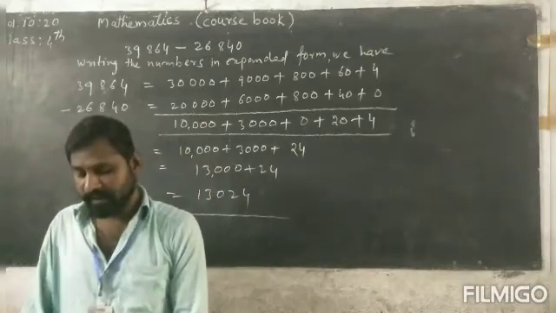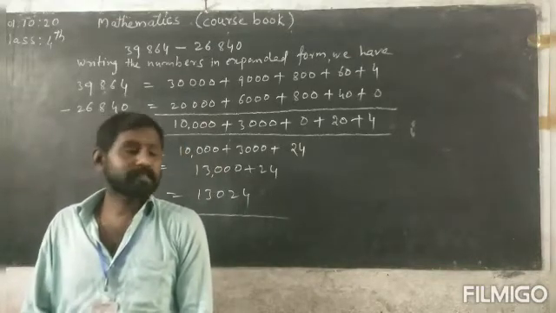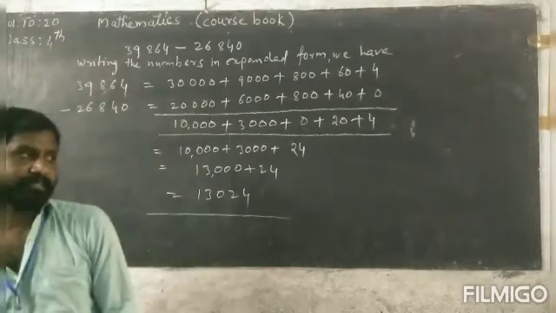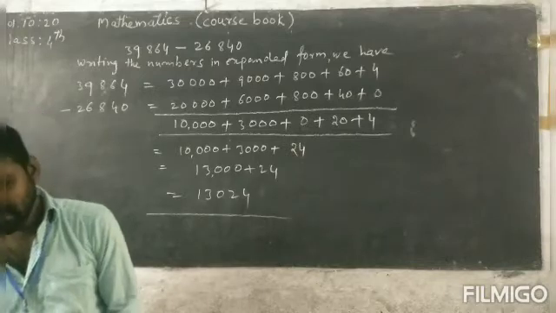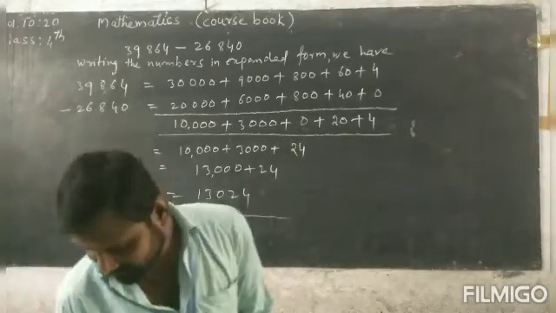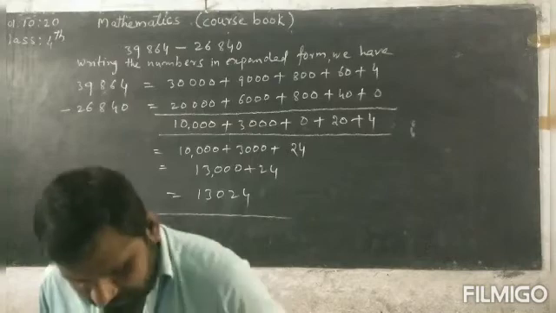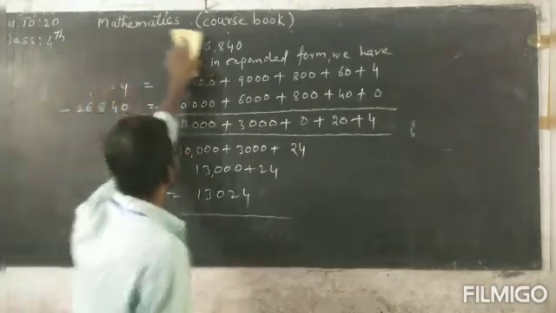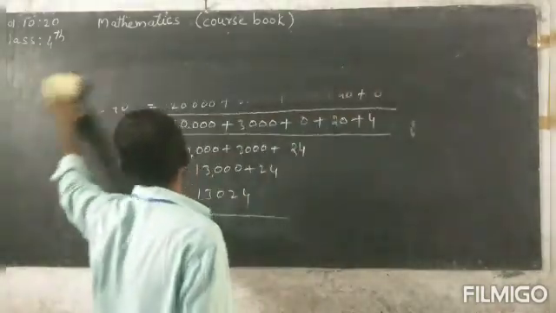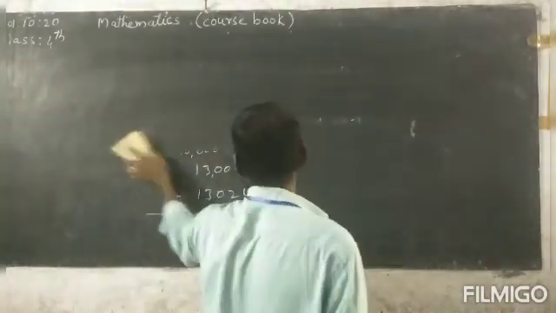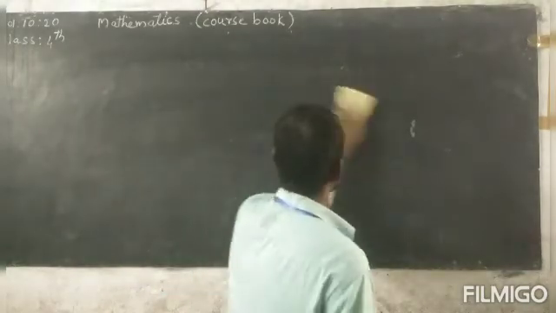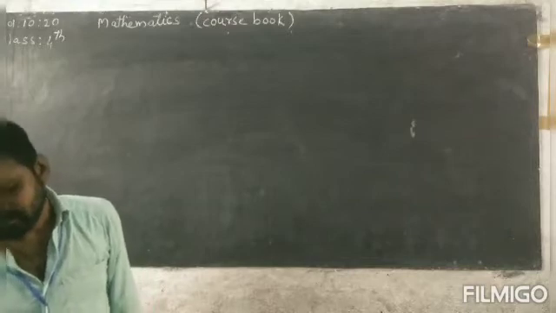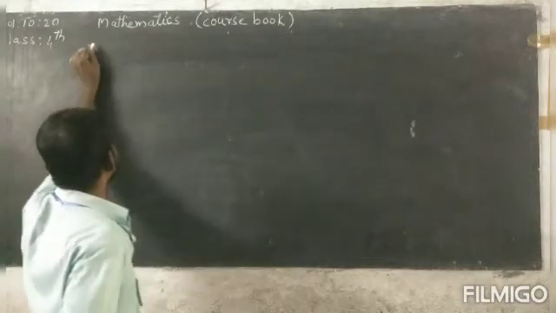So in your book, 3 properties are given: commutative property, associative property and identity property. See, we have already learned this in 3rd standard. So now I am explaining once again. Listen carefully, beta. See here, properties of addition. Listen carefully.